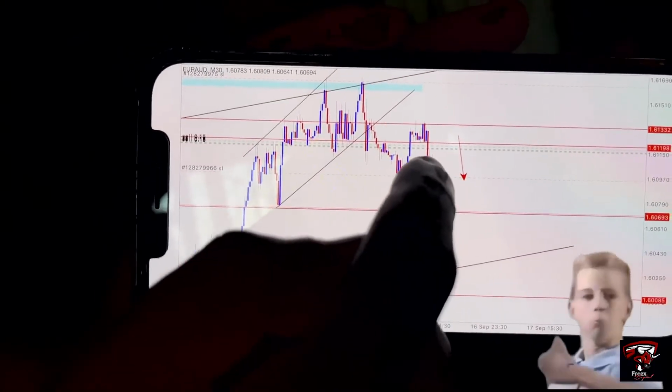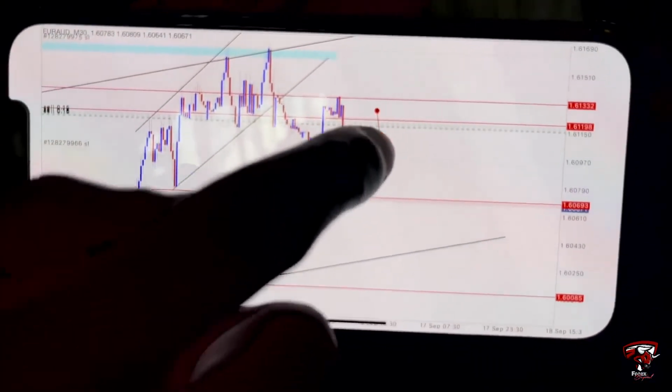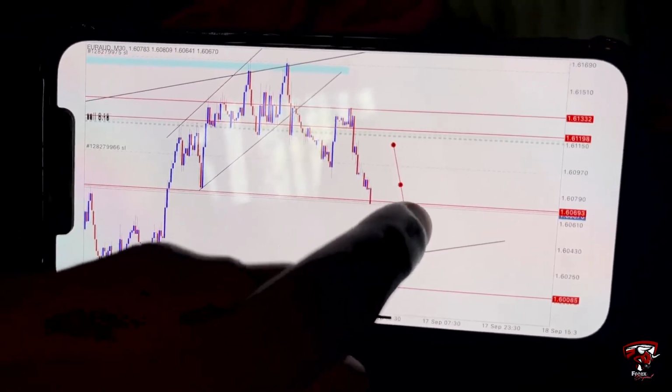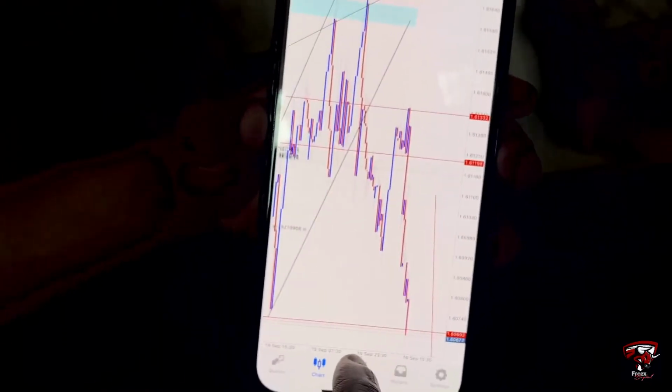Now we have a stop loss below our profits to protect the profits so that we can possibly maximize these profits towards this level over there. So this is a swing trade on this one. You can see already the profits here are protected.